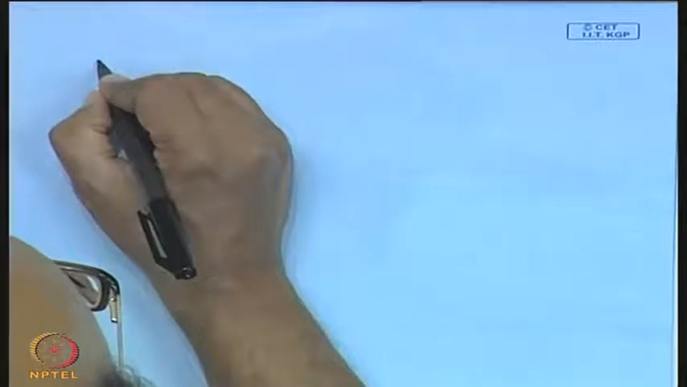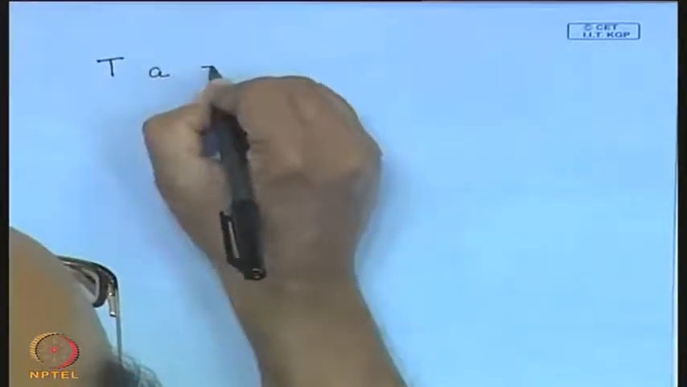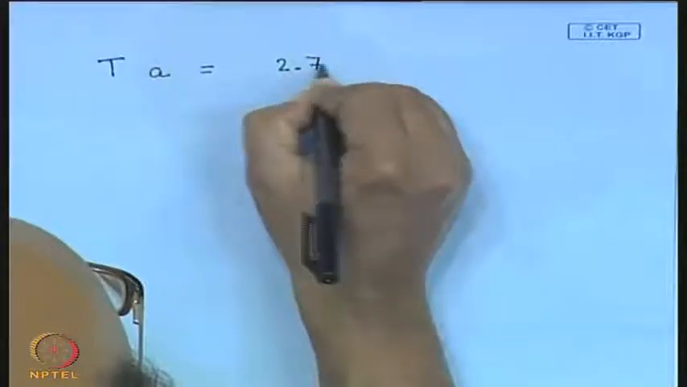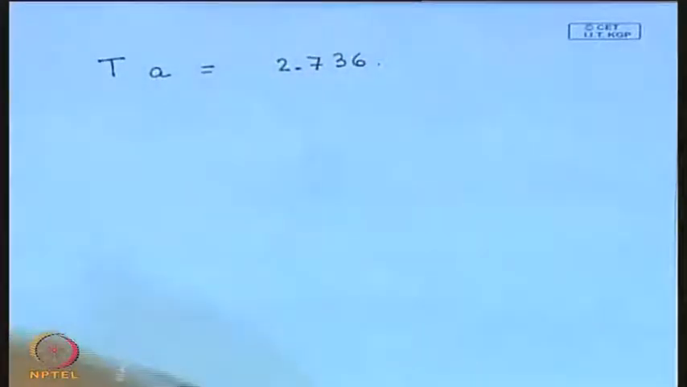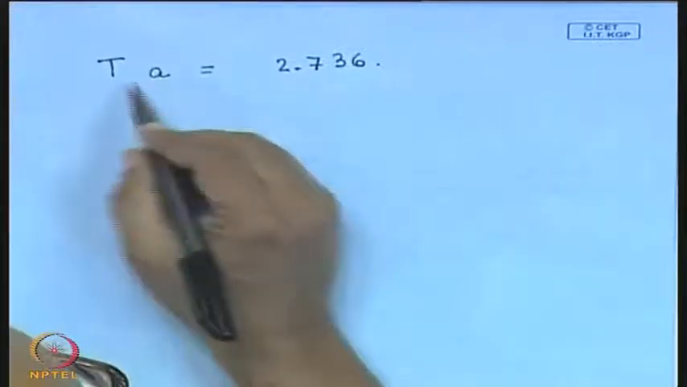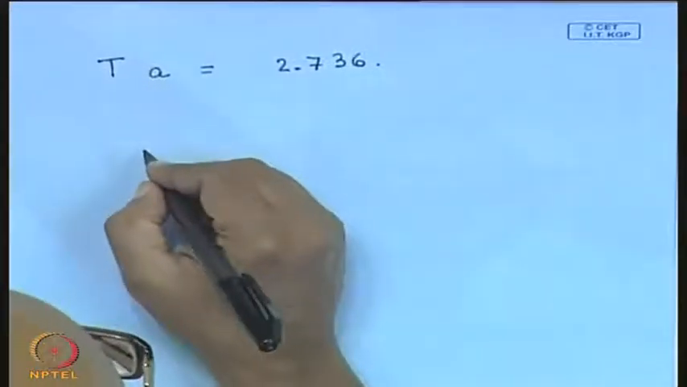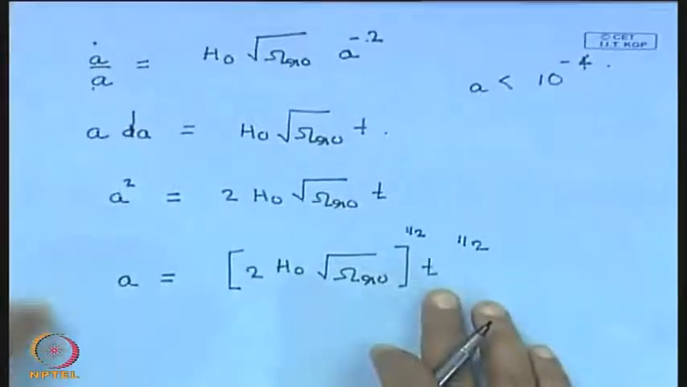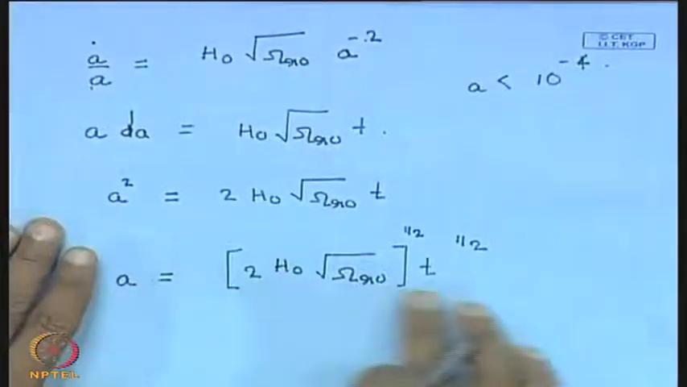So, the scale factor can be written as, we know that T into A is equal to 2.736. So, we can now express this in terms of the temperature. Given the age of the universe, we can directly convert it to the temperature.